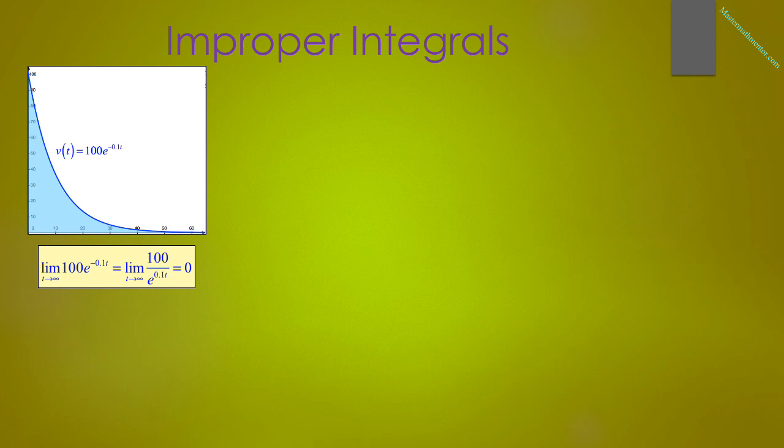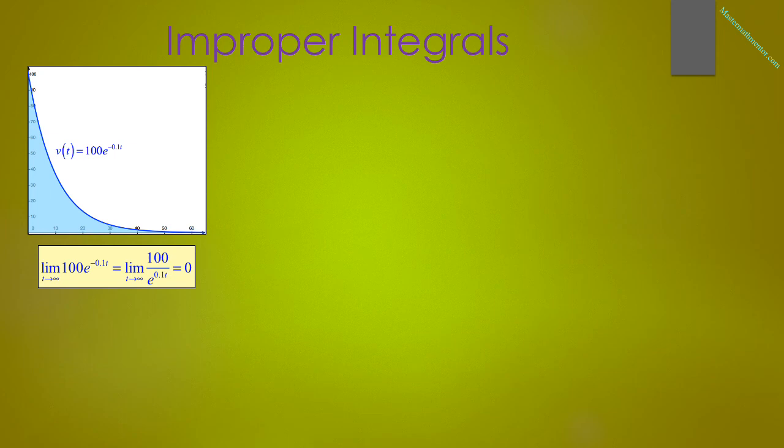We are interested in what happens as time approaches infinity, meaning we are interested in the limit as t approaches infinity of 100 e to the negative 0.1 t, which is the limit as t approaches infinity of 100 over e to the 0.1 t, which is equal to 0.